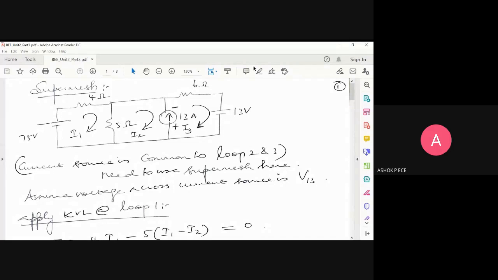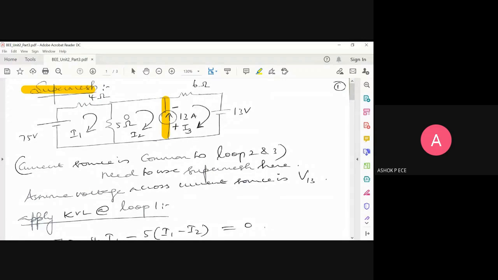And what is the condition on when you have to use super meshes? See, when a current source is common to two loops, you have to apply super mesh. That is the logic. Here you have the circuit which I am showing, you have three loops, and you see a current source here, which is common to both loop 2 and loop 3. So you cannot say this current source belongs only to loop 2 or only to loop 3, because it is common to both loop 2 and loop 3, right?